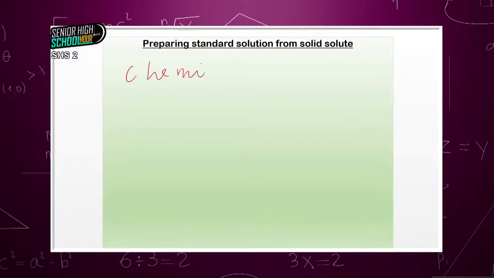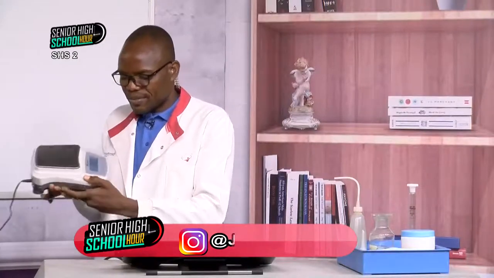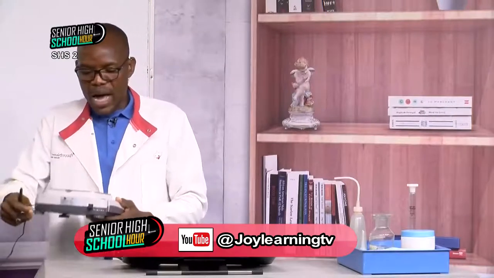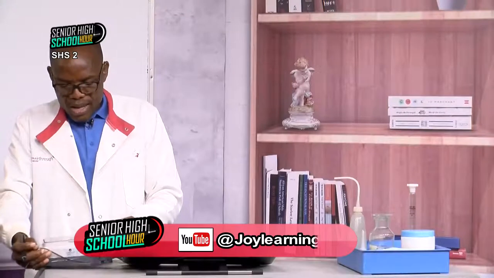So if I want to weigh, what do I need? I need a chemical balance. Very important. So with me here, I have a very nice friend, and this is my chemical balance. Can you see it? Yes. It reads to 2 decimal places. So in our senior high school labs, we use chemical balance that reads to 2 decimal places. We can have one reading to 4 decimal places, and that is highly accurate.